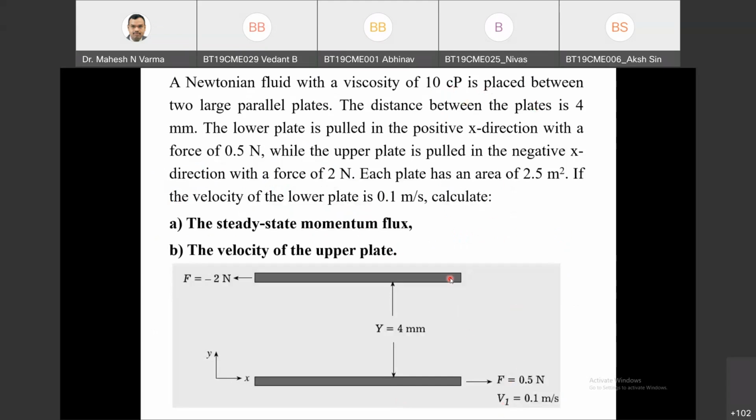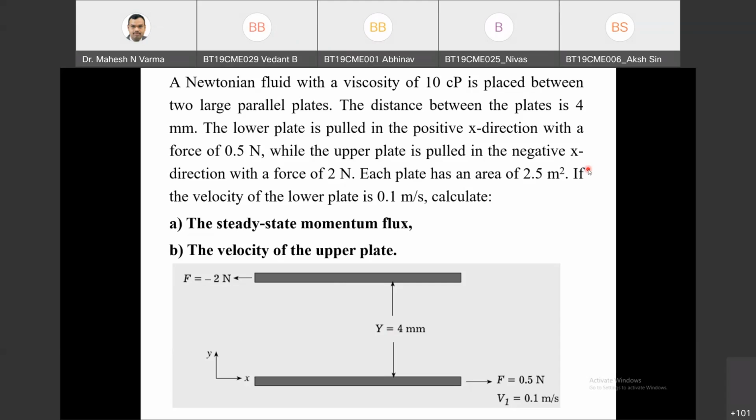And this gradient of velocity you can calculate because this distance is given and this velocity is given. So once you get the gradient using this equation, you substitute this and get the velocity of the upper plate.